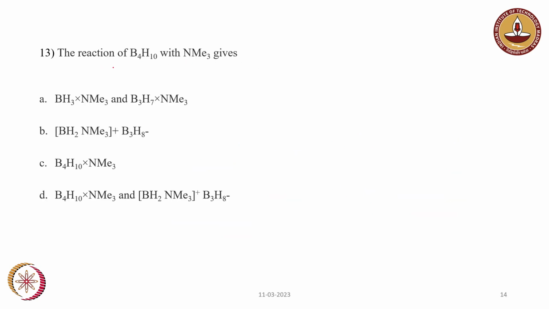The next question is, the reaction of B4H10 with NMe3 gives. Option A is BH3·NMe3 and B3H7·NMe3. B is BH2(NMe3) twice and B3H8 minus. Option C is B4H10·NMe3. Option D is B4H10·NMe3 and BH2(NMe3) twice plus B3H8 minus.